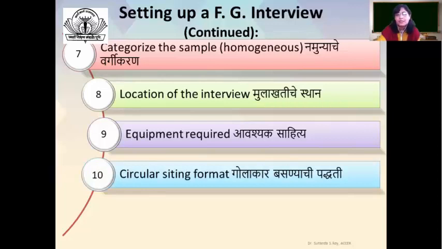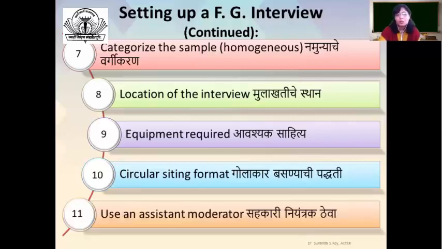Then circular sitting formation. The members should be sitting in a circular fashion for the interview session. And also you can use an assistant moderator, who is there in order to help conduct the interview.